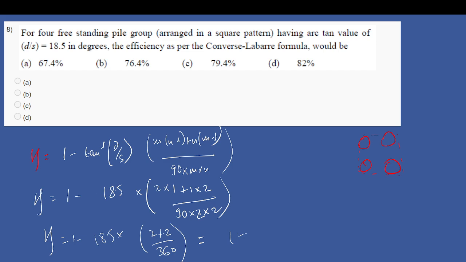Divided by 19 to 22. Yes. No, 0.79. How much is it? 0.79. Yeah, the answer is this. So your eta value is basically 79.4 percent. Yes. So the correct answer is option C.